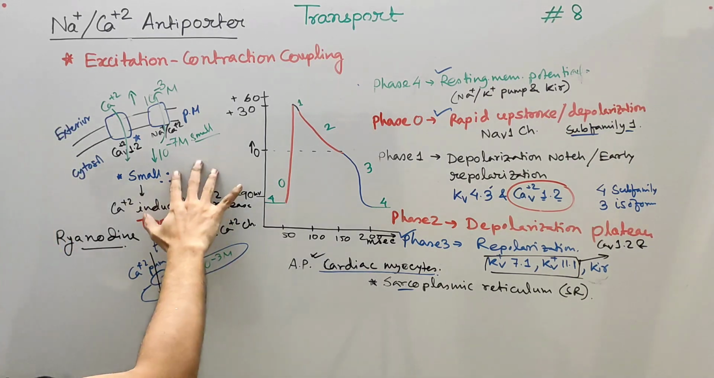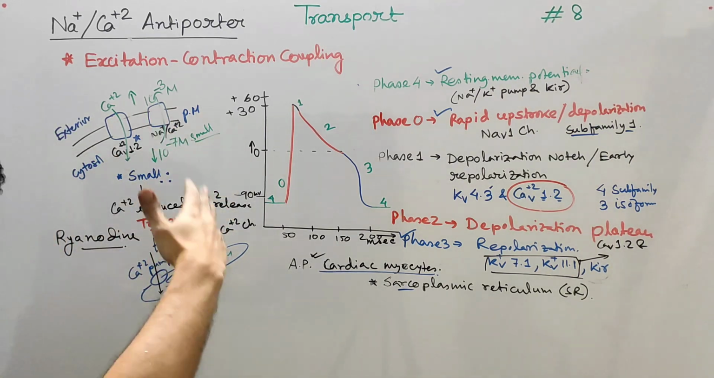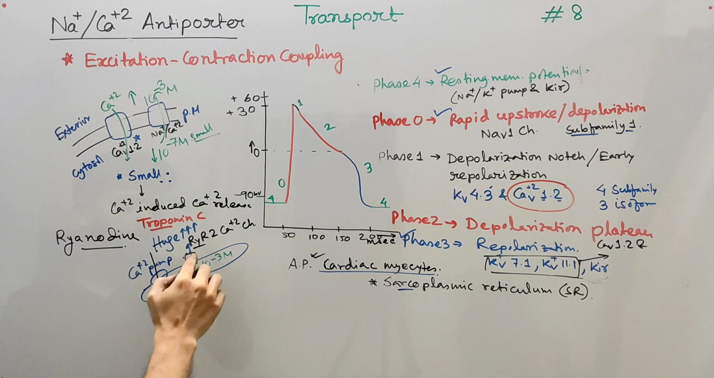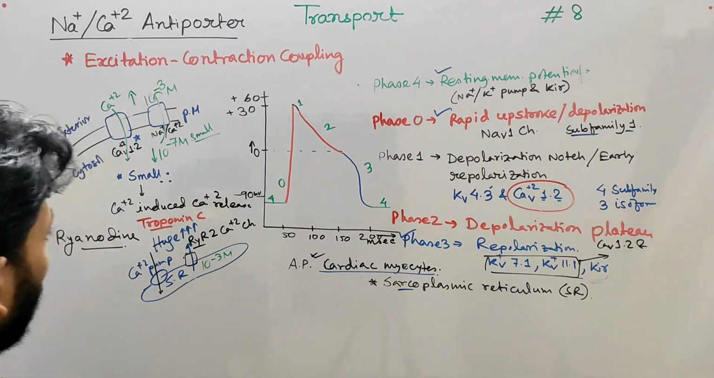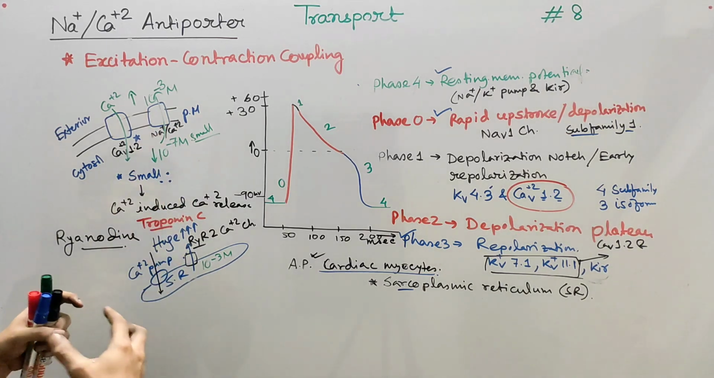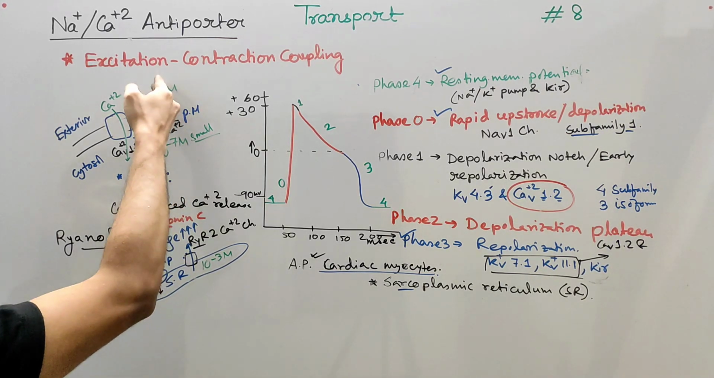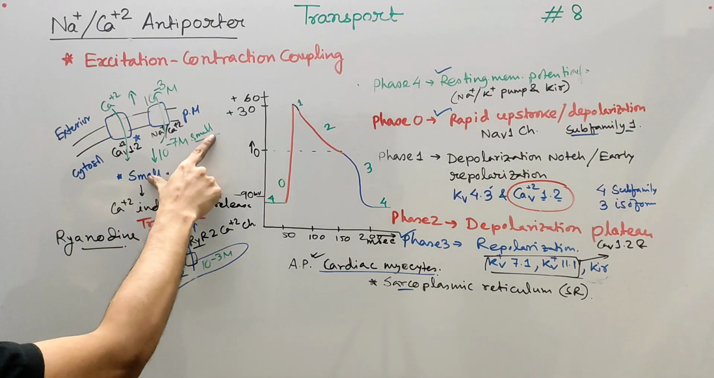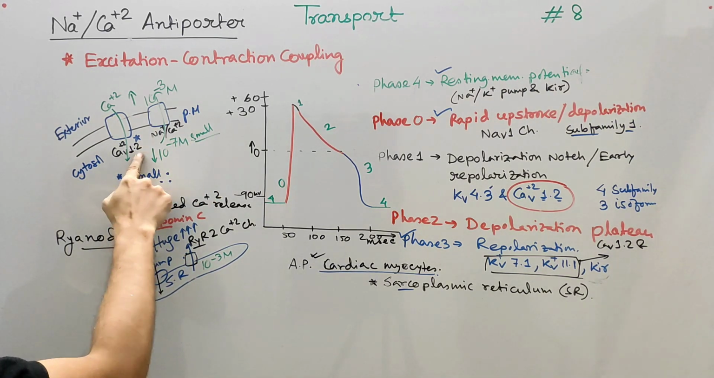Okay, calcium remains low because there is a 10,000-fold difference between the outside and the SR concentrations. So in this phase, what happens? Through this sodium-calcium antiporter, calcium actually moves down. How much moves? A small amount is moved by these channels.